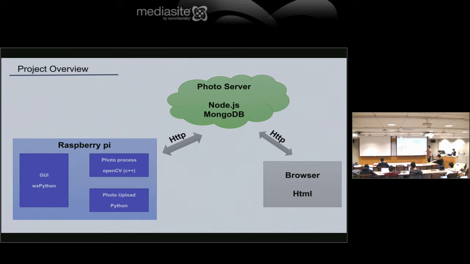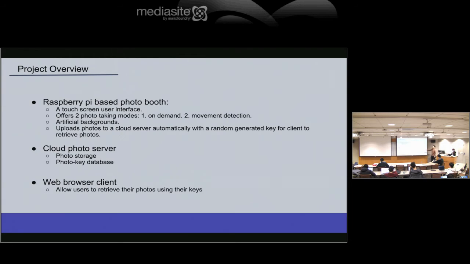And finally, we will have a browser client for the user to retrieve the photos and also select which photo they want to download. We will go through this part later in detail. And so here are basically the three components we have.